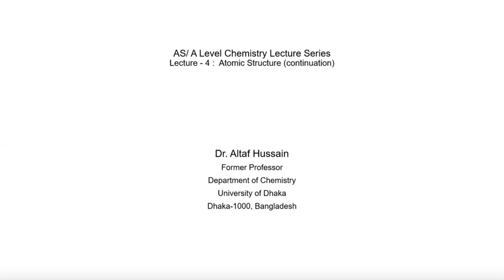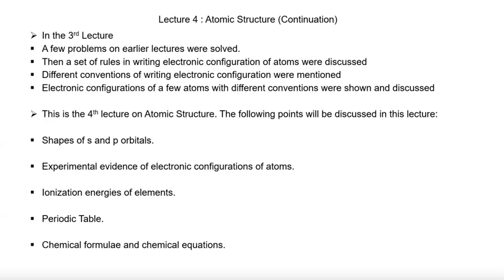This is lecture 4 on atomic structure for A-level chemistry. In this lecture, we will continue, but I just remind you that in the third lecture, we discussed a few problems from earlier lectures, and then a set of rules for writing electronic configuration of atoms were discussed. Different conventions of writing electronic configuration were mentioned. Electronic configurations of a few atoms with different conventions were shown and discussed.